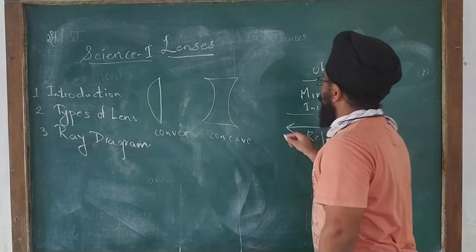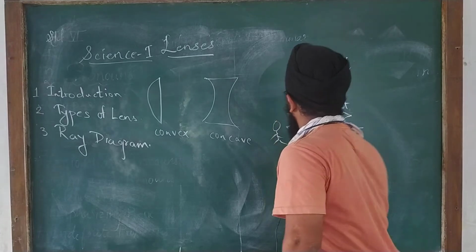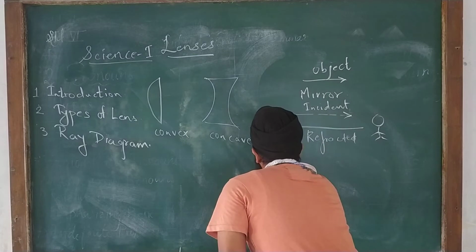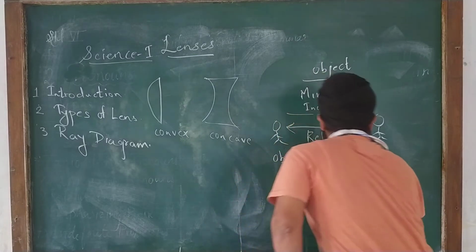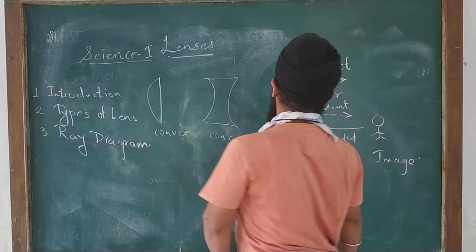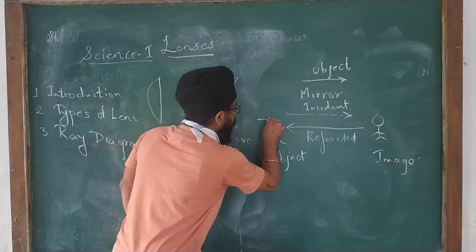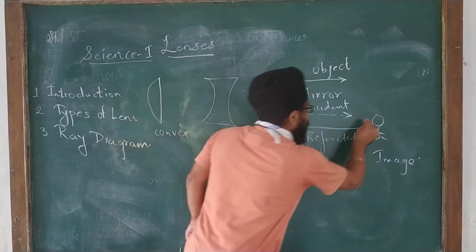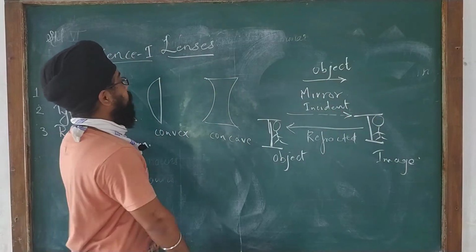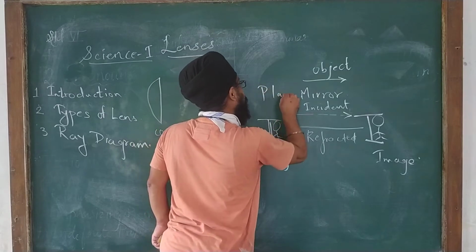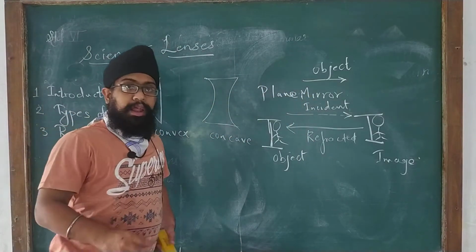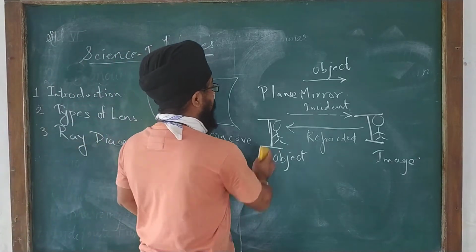So this is an object, correct? Its image appears over here. If this is the object, here the image occurs as it is. Whatever the size of the object, that much size of the image is seen, correct? It happens only in a plane mirror, correct? But there are various different types of mirrors that we are going to see.